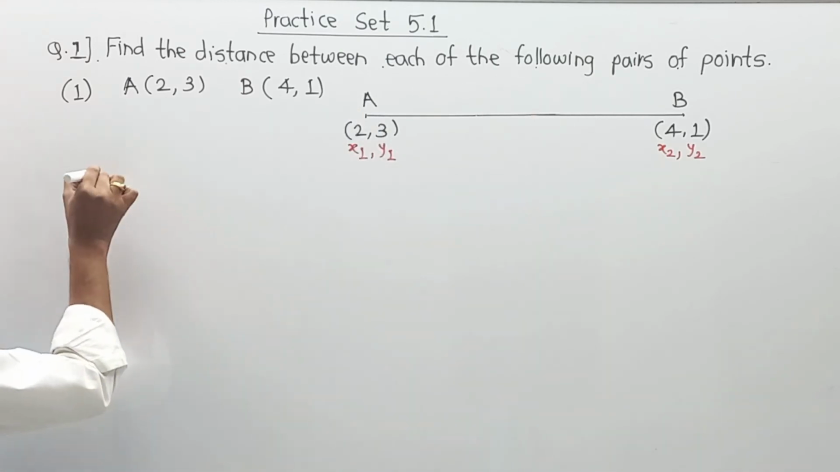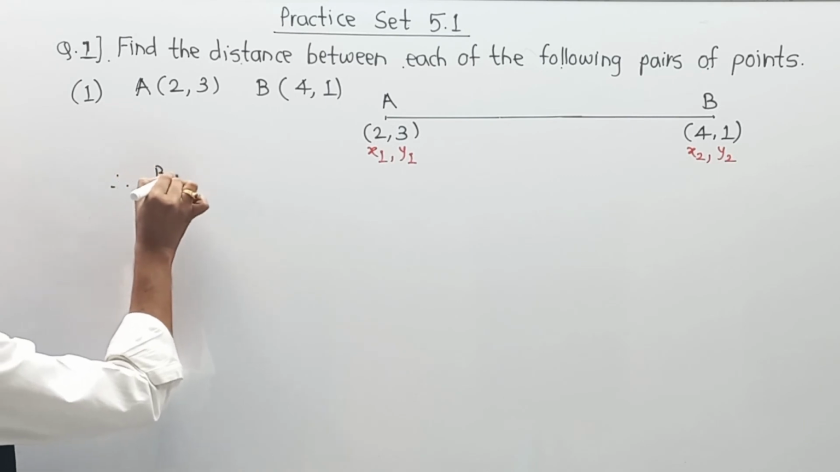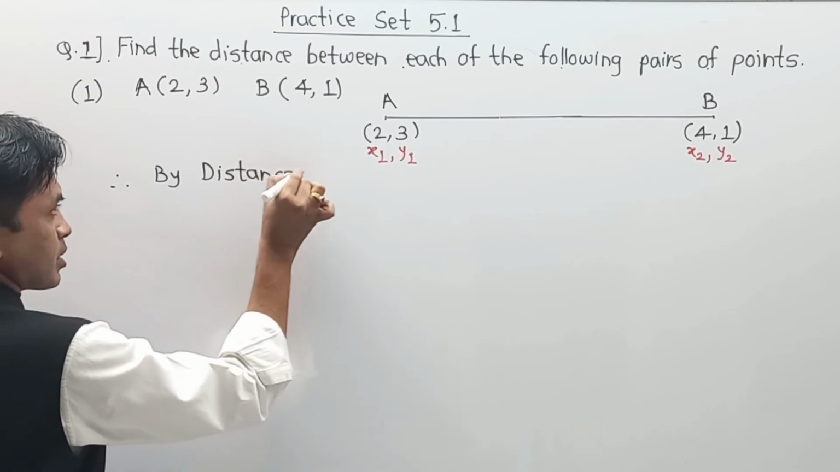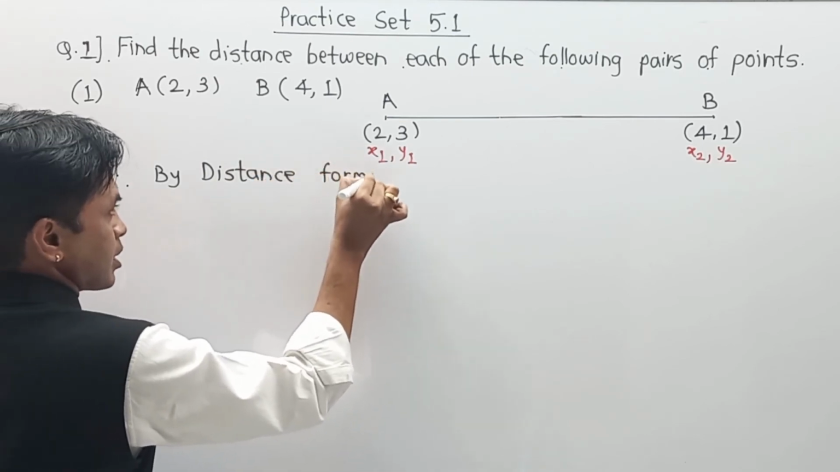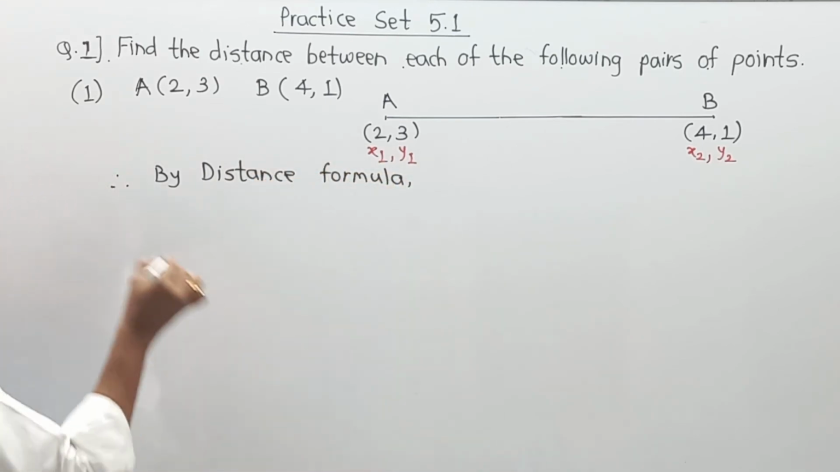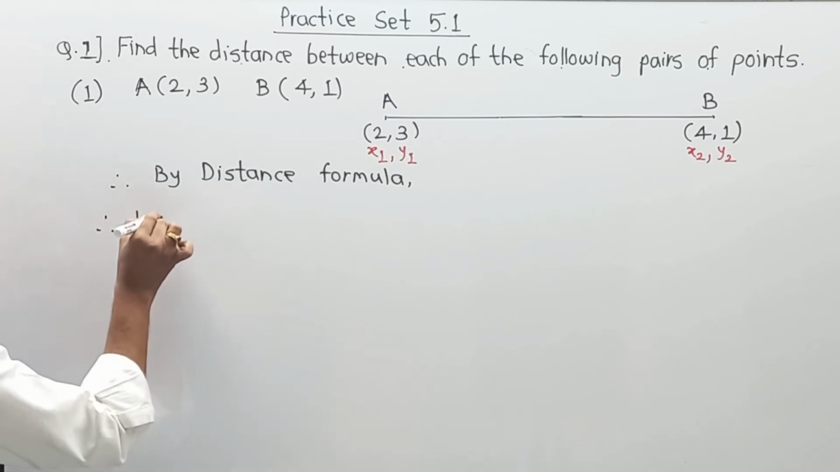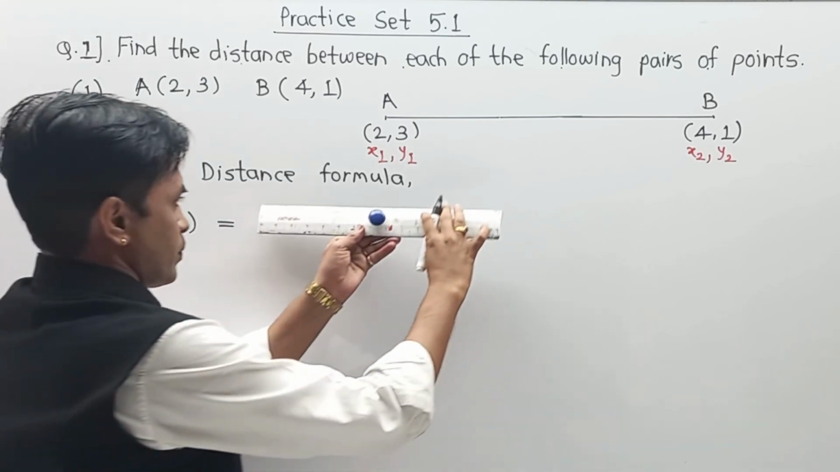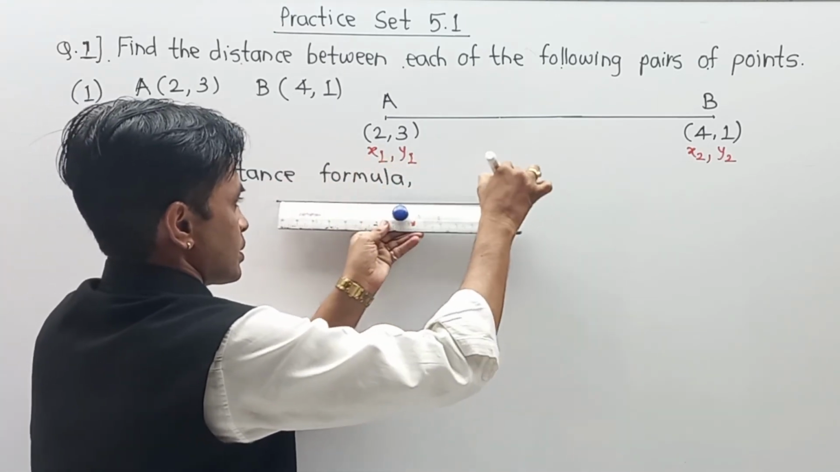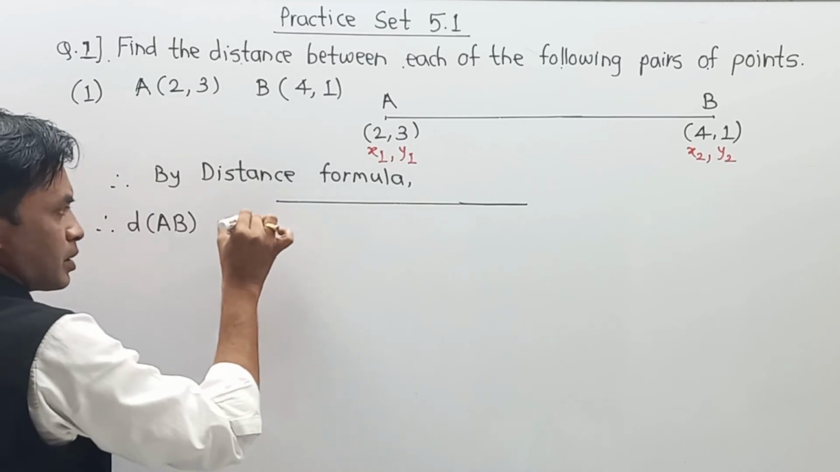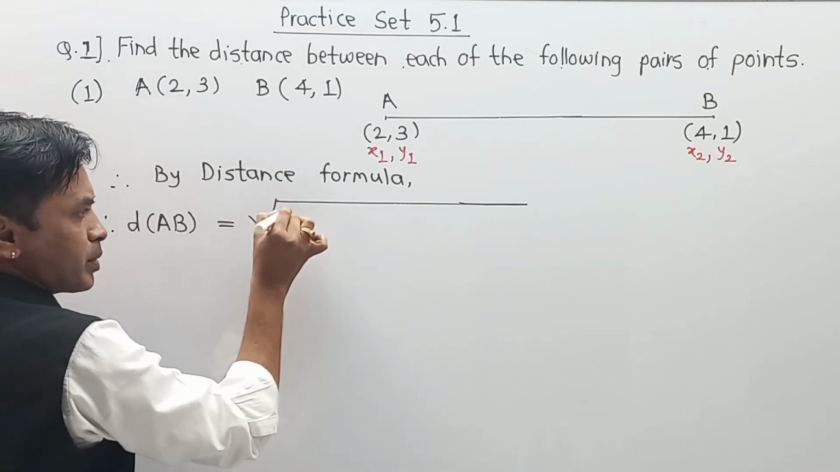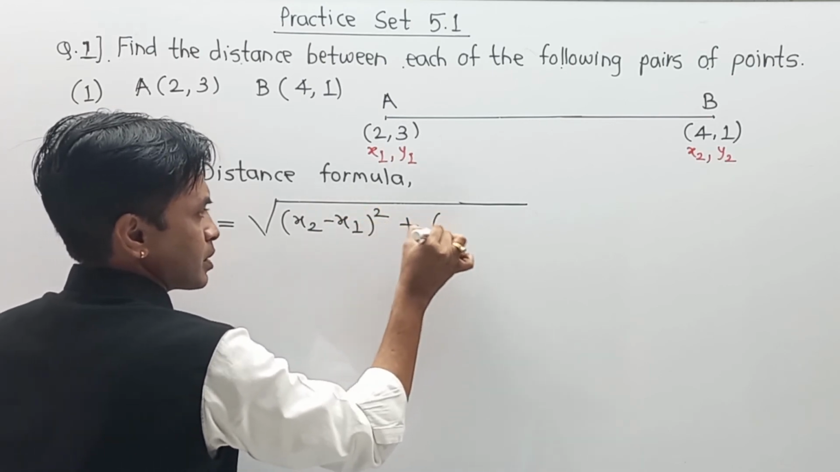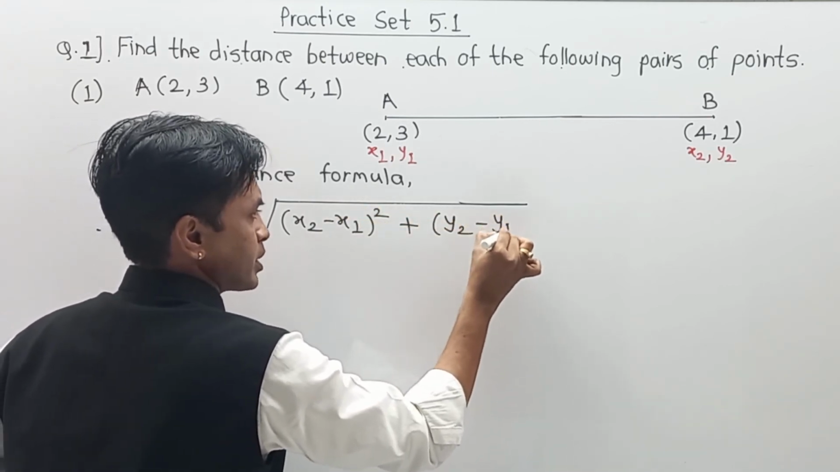So therefore by distance formula, distance AB is equal to under root of (x2 minus x1) bracket square plus (y2 minus y1) bracket square.